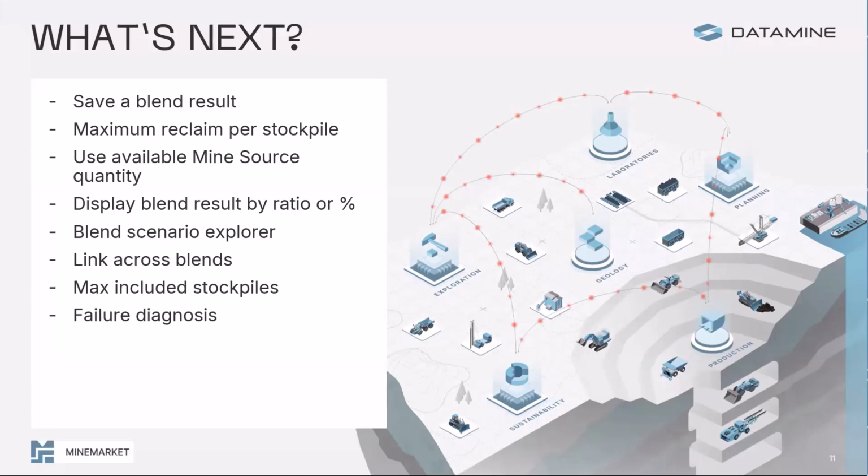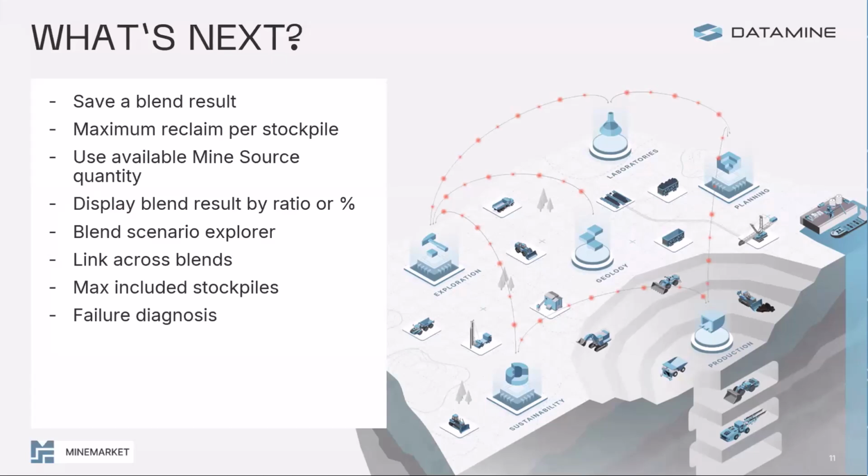We want to put in a maximum reclaim per stockpile. Whilst we have a minimum reclaim already configured, we decided that we want to put in a maximum reclaim. As I mentioned during the demo video, you can change the amount of material that you extract from each stockpile per period, but we want to be able to specify that in the template so you don't have to adjust it each time you come in and run a blend scenario. It just means that you can more realistically configure the blending templates before execution.